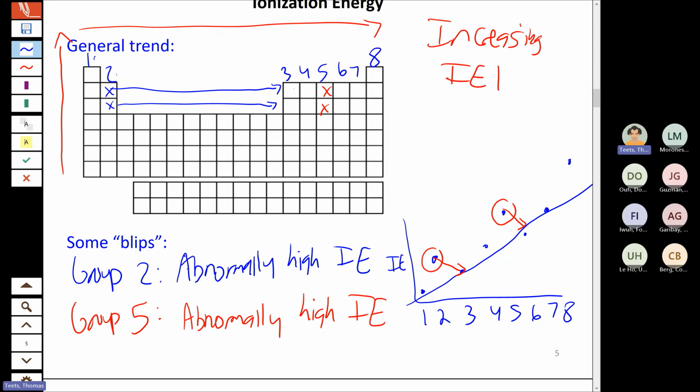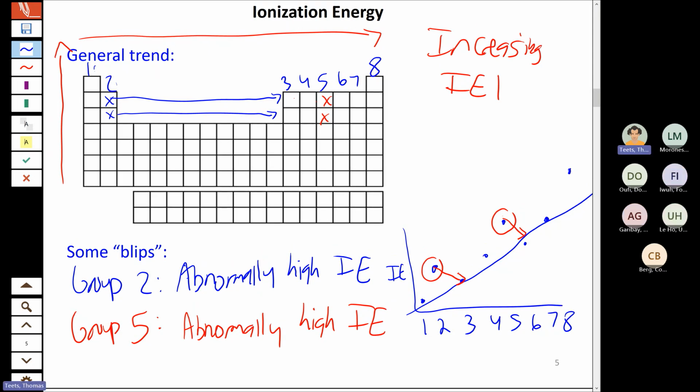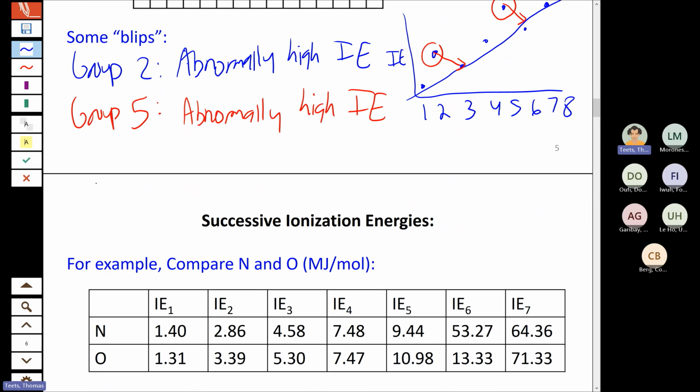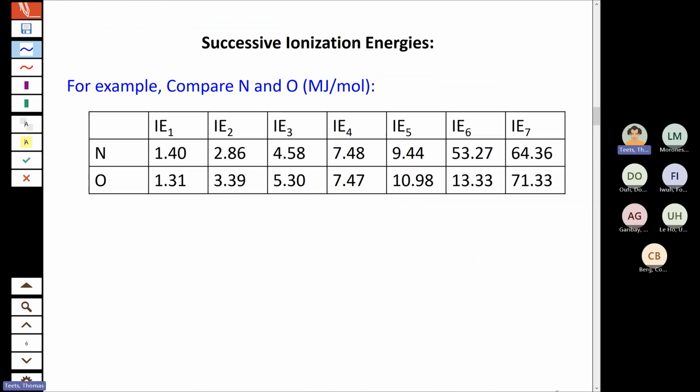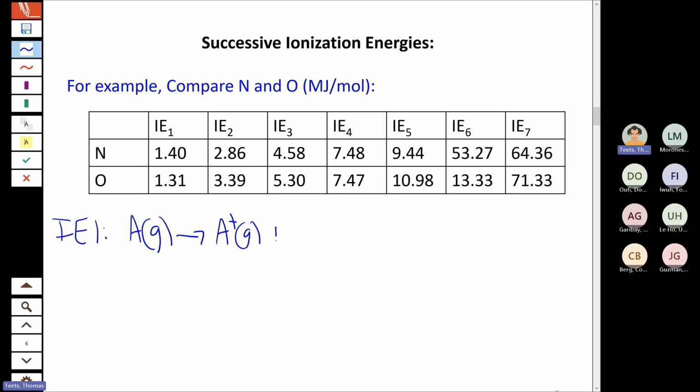Now, the other part of this, as we said earlier, was the idea that every element is going to have successive ionization energies. So the amount of energy required to remove each electron if it's a multi-electron atom. So one electron at a time, how much energy is required for each of those steps. So what we would call the first ionization energy is the one that we just talked about, an atom in the gas phase losing one electron to form a positive charge.